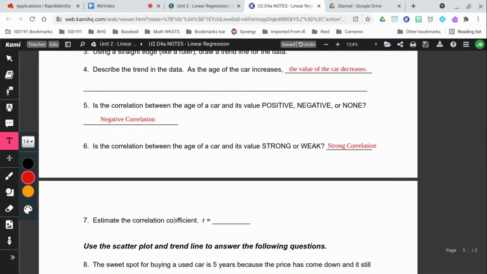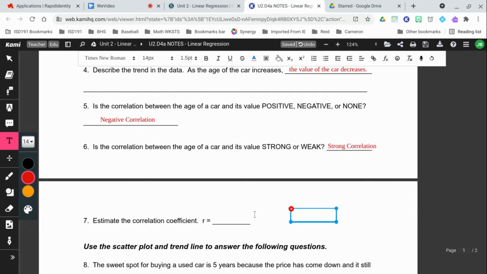All right, last thing here for this part is estimating the correlation coefficient. Now, this is the hard one. This is what I had you look at yesterday, I guess. It was on Tuesday, when we're looking at assigning a value. This correlation coefficient is a number that's between -1 and +1.